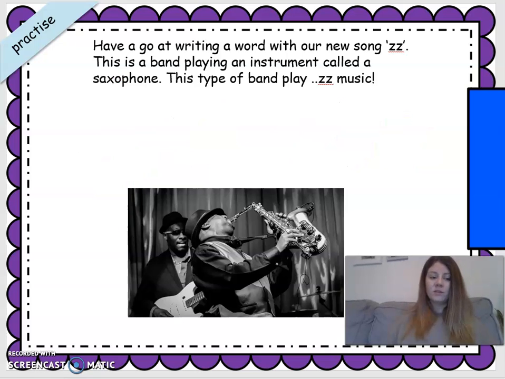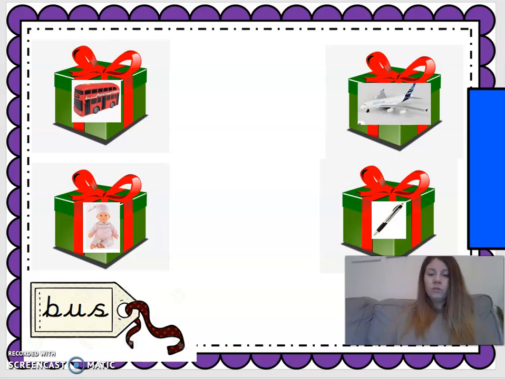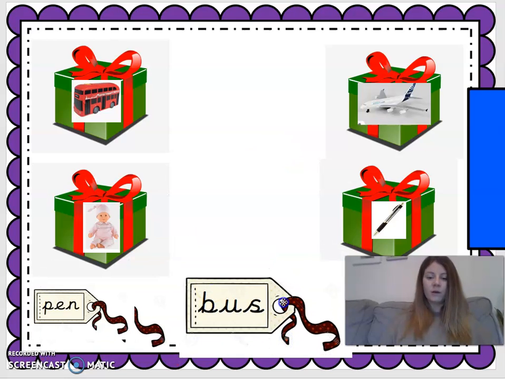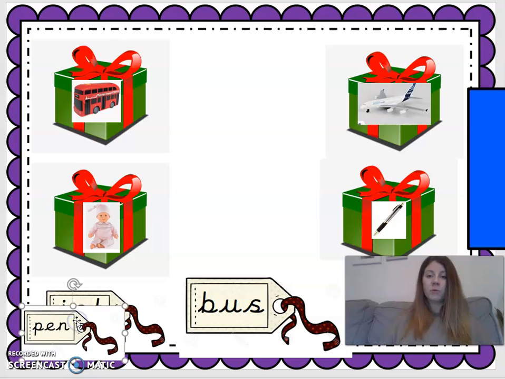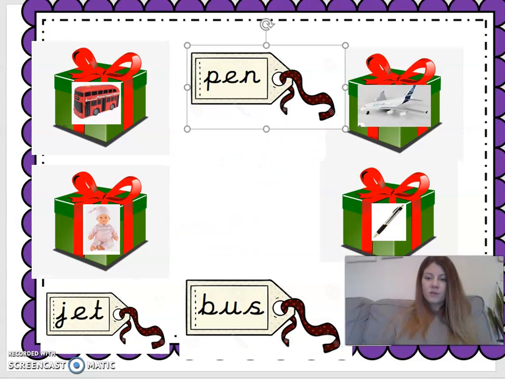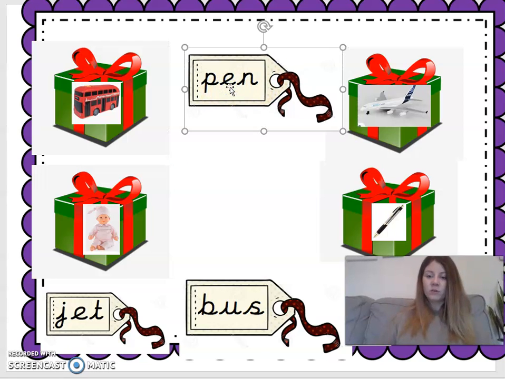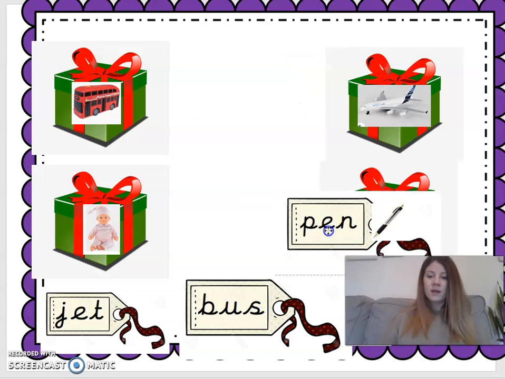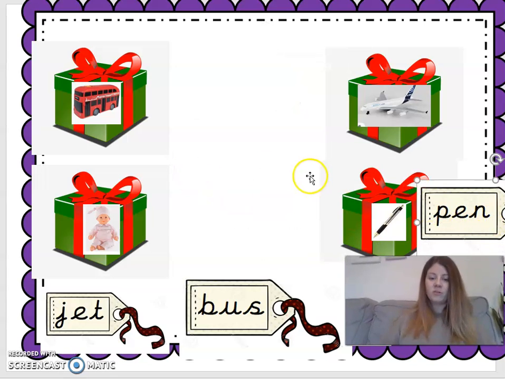Okay, now I've got a little activity for you to do. Now, oh dear, something's happened. Earlier on today, I had made all these presents with the labels, and it seems that all my labels are muddled up. Oh no. Do you think you could help me find the right present that they match, please? Oh, thank you. Okay, let's have a look at the first one. Okay, so the first one that we've got here has the sound p-e-n, pen. Which present has got a pen inside? Here it is, pen. Thank you for helping me match the first one.